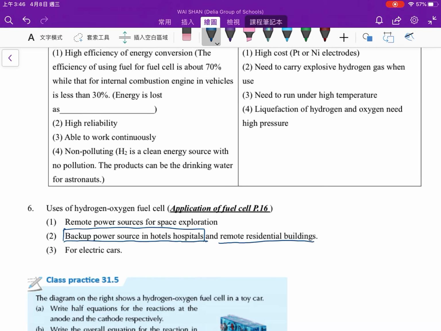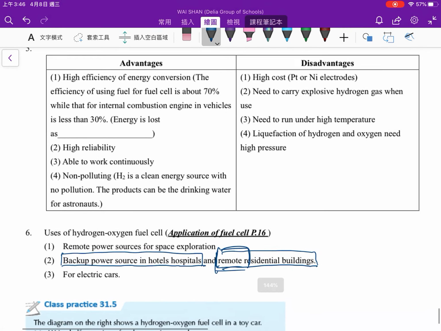Also it is a power source for remote residential buildings, because some people live very far away from the power plants, and there are no electric wires or cables to transport the electricity to these remote places, so they will use this fuel cell to get electricity.